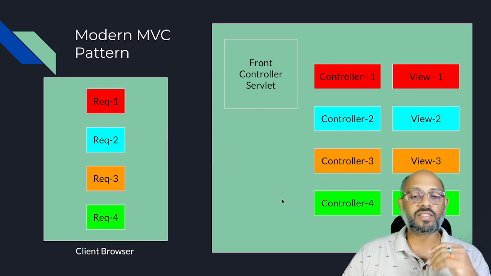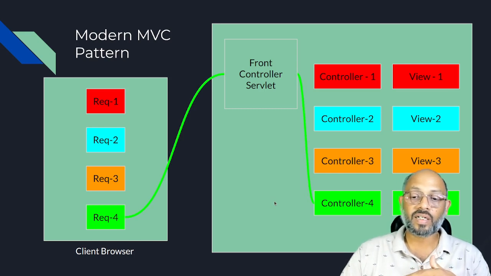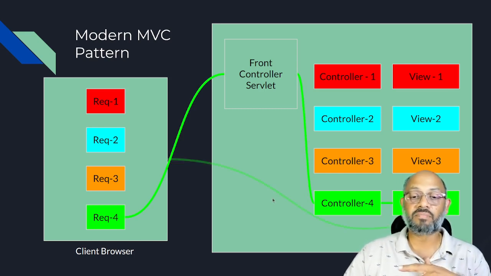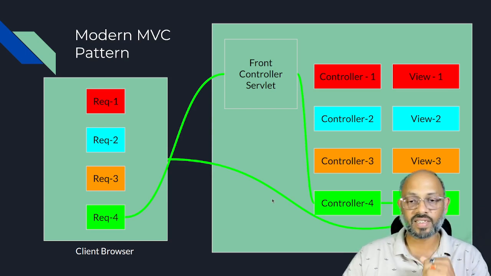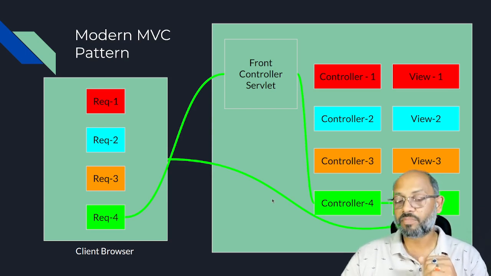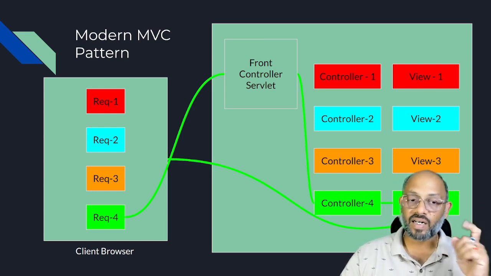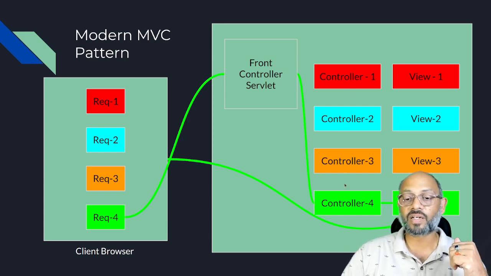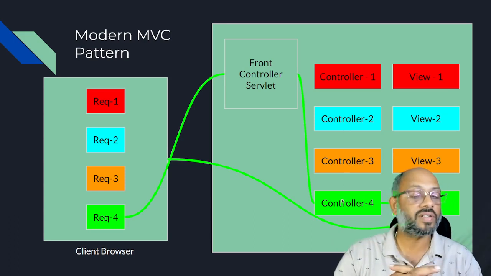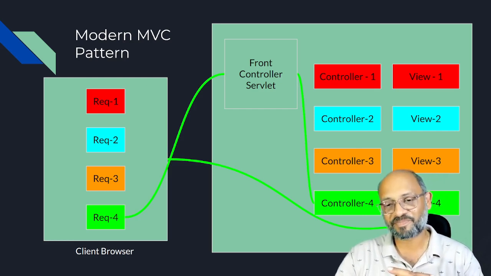That is the major difference between the modern and the traditional MVC pattern. In the traditional MVC pattern, there are multiple servlets, whereas here there is only a single servlet. Then there may be a big question. Instead of multiple servlets as in the earlier traditional MVC pattern, here we are going to have multiple controllers. Then what is the advantage in this modern MVC? That is a common question raised.